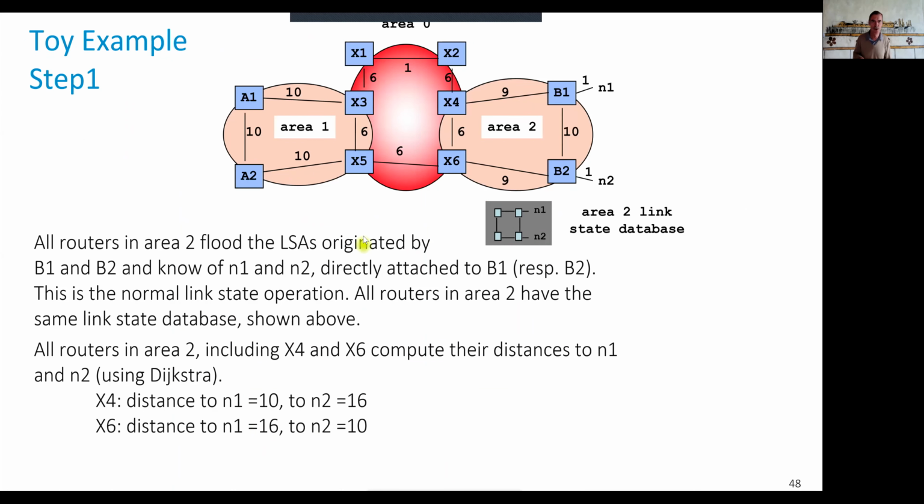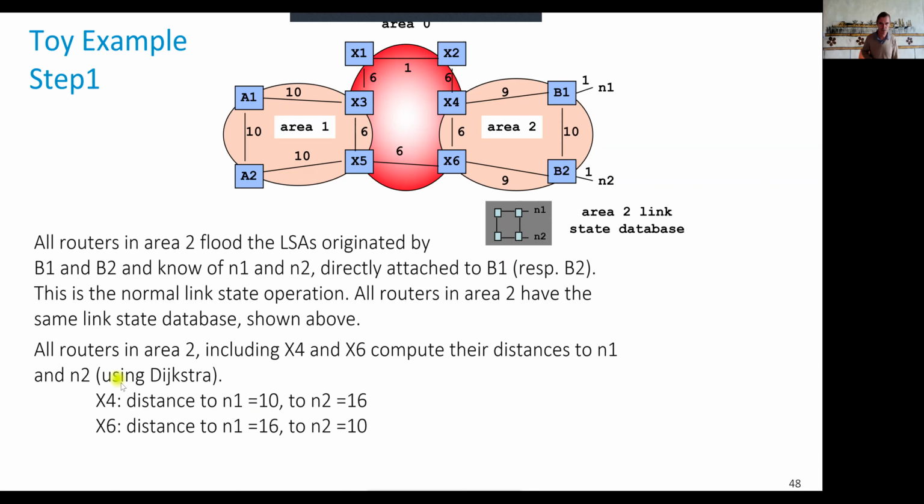Let us see on this example how it works. So here I'm zooming on area 2. In area 2, there are 4 routers. I'm showing also 2 stub networks, N1 and N2. And if I'm assuming this is all, of course, in reality, there's a huge number of prefixes, but I'm showing only 2. Every router in area 2 has this image, this link state database that I draw here. So all routers in area 2 will run Dijkstra, and they will compute their distance to N1 and N2.